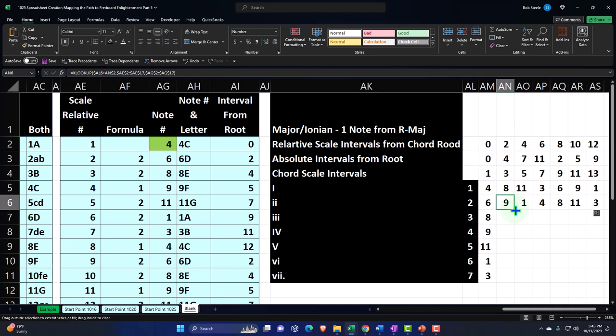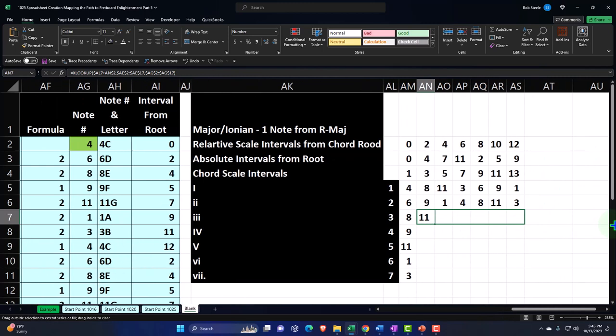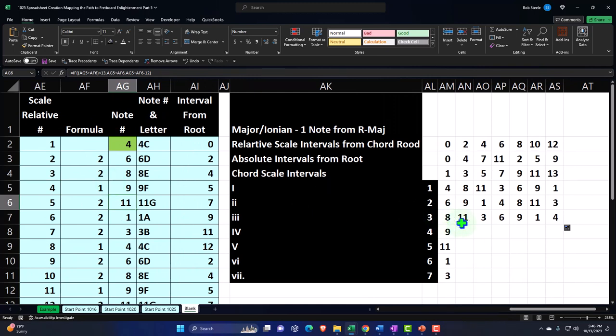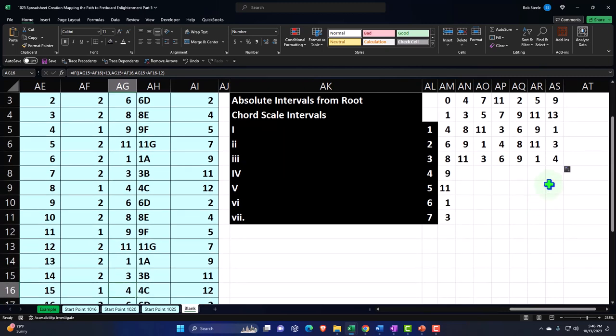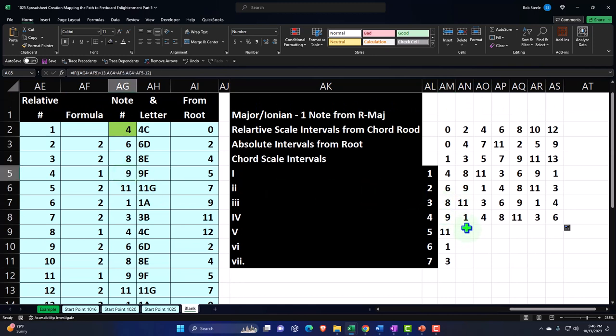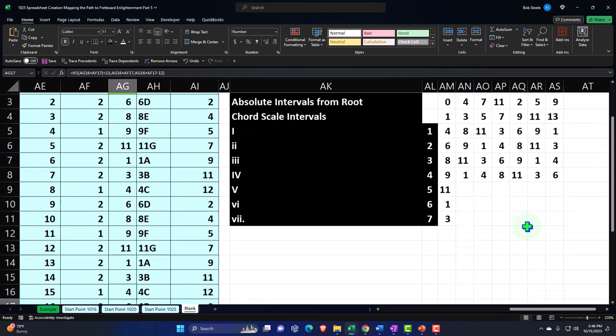So if I do that again, if I say, okay, let's bring this one down and then copy it across, what are we doing? We're now starting at the 11 in our scale, and we're going 2 notes up to the 3, 2 notes up to the 6, 2 notes up to the 9, 2 notes up to the 11, 2 notes up to the 4, and that's what's pulling in. Let's do it here. We're now on the 4, pulling this across, and we start on the 9 this time. Here's a 9, and then I'm going 2 notes to the 1, 2 notes to the 4, 2 notes to the 8, 2 notes to the 11, 2 notes to the 3, 2 notes to the 6.